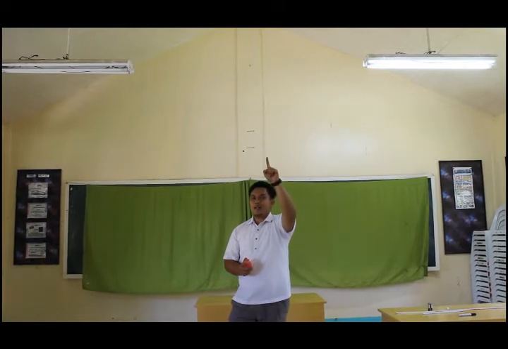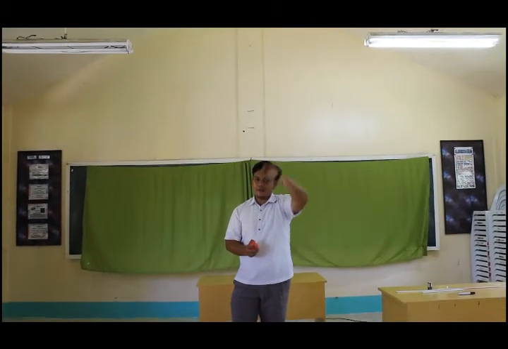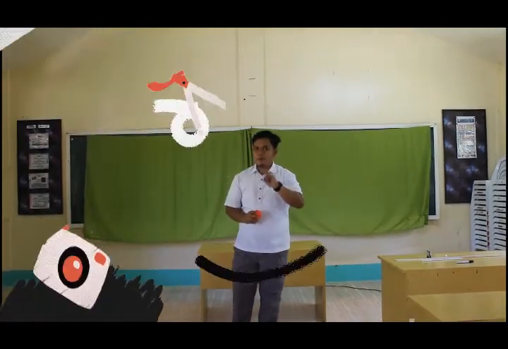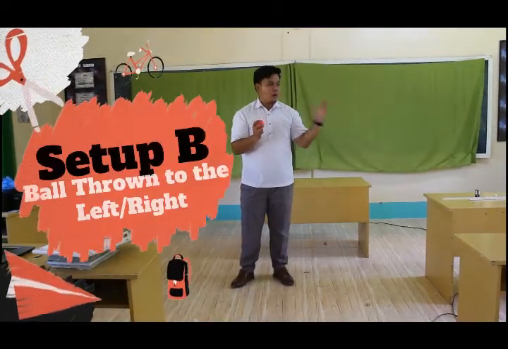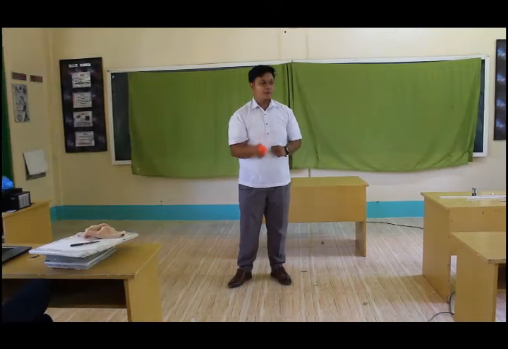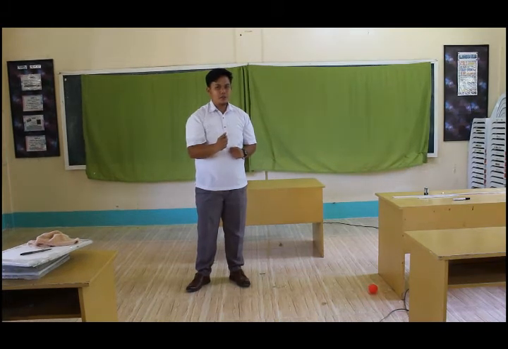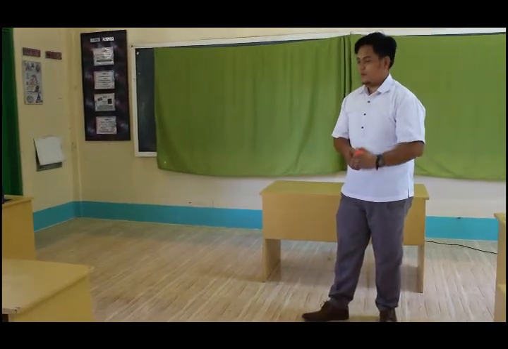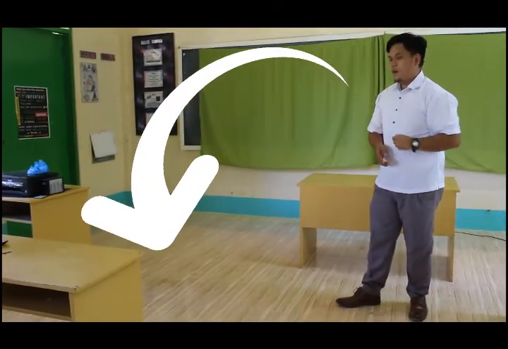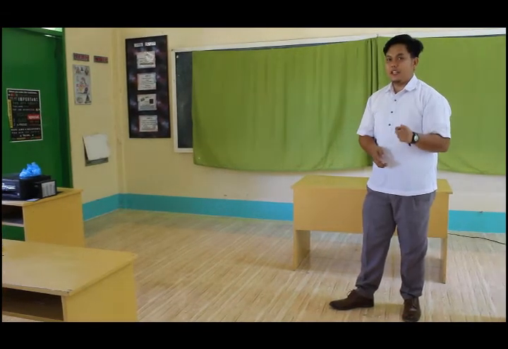What happened to the ball as it traveled? What happened to the ball after it reached its maximum point or its maximum height? What made the ball do that? For the second setup, we are going to throw the ball to our left. Are you ready? What happened? Take note of your observations in your notebook. For the third setup, we will throw the ball this time to our right. Are you ready? Please note your observations in your activity notebook.